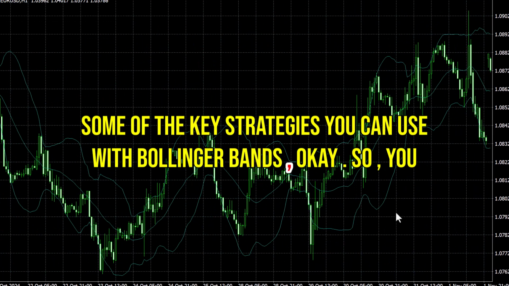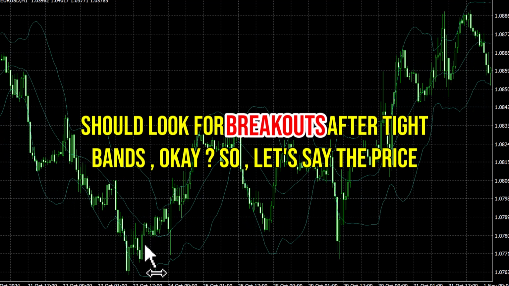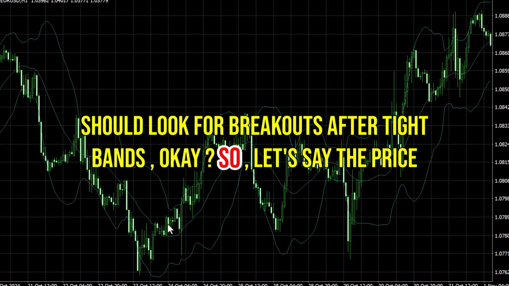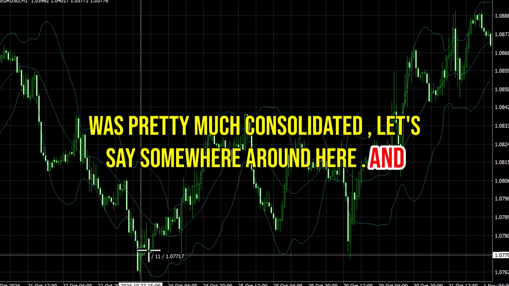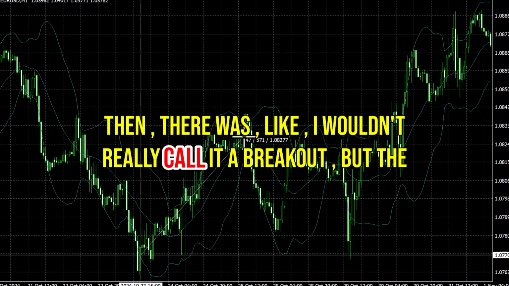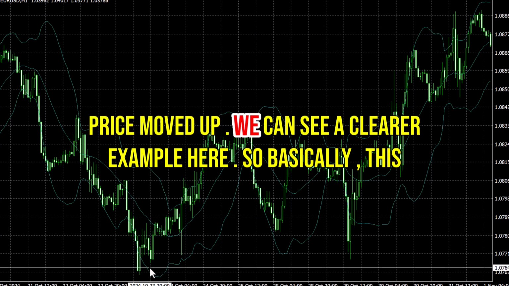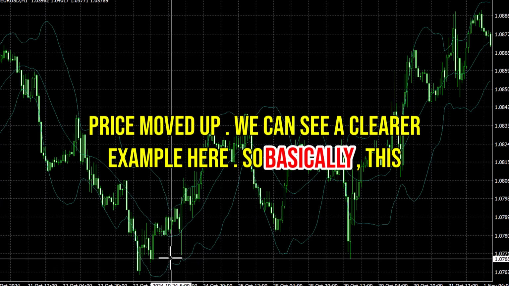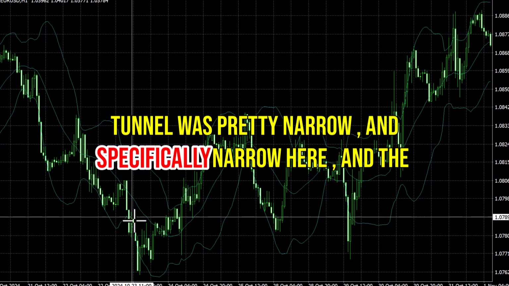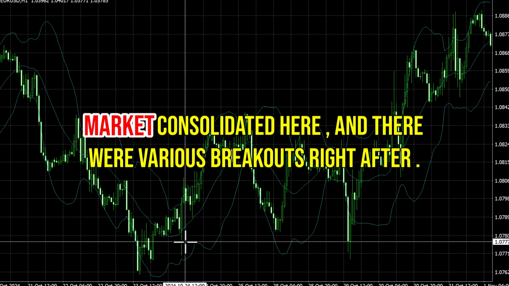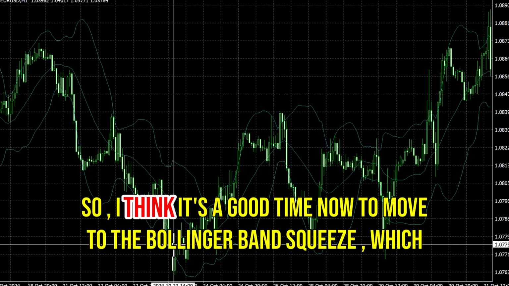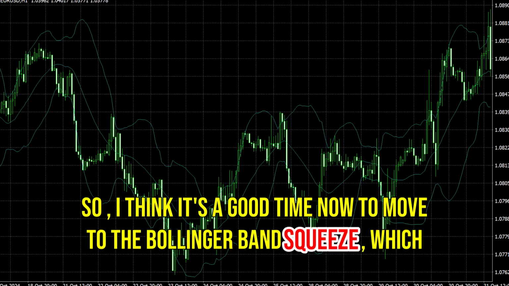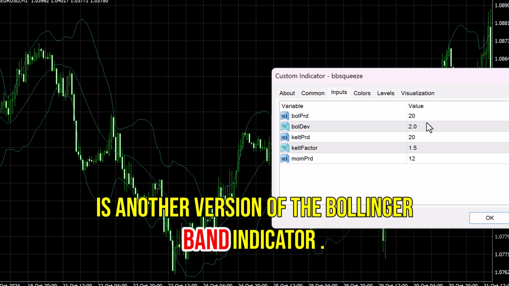So you should look for breakouts after tight bands. Let's say the price was pretty much consolidated, somewhere around here. And then the price moved up. We can see a clearer example here. This tunnel was pretty narrow, and specifically narrow here, the market consolidated, and there were various breakouts right after. So, I think it's a good time now to move to the Bollinger Band Squeeze, which is another version of the Bollinger Band indicator.